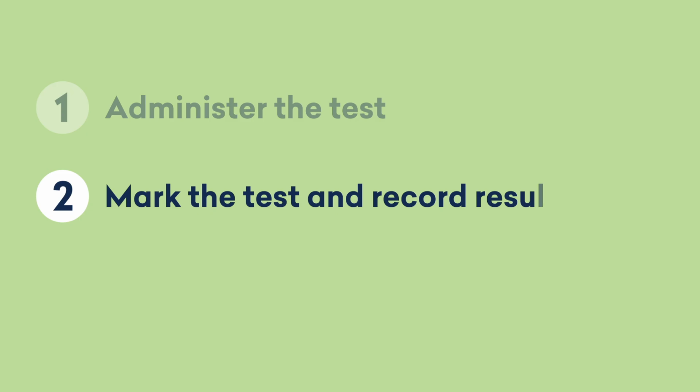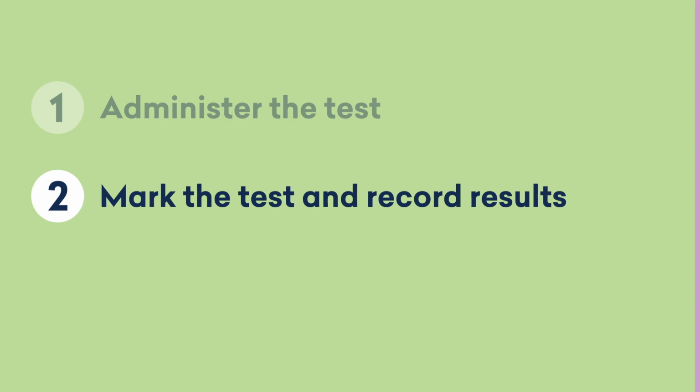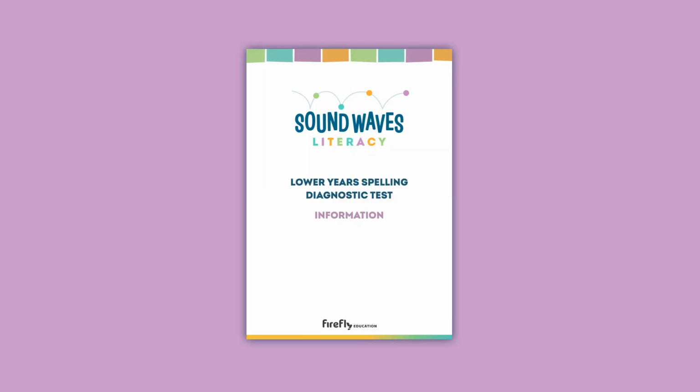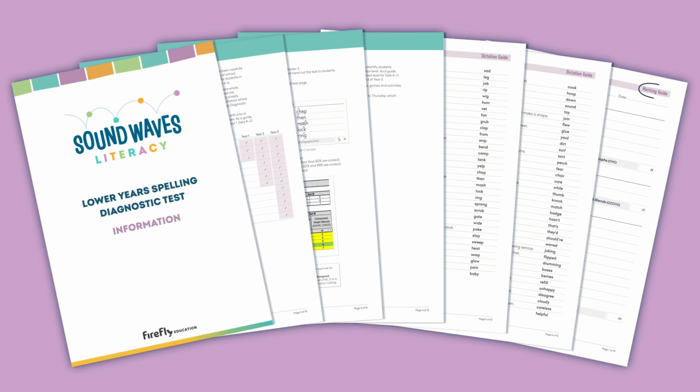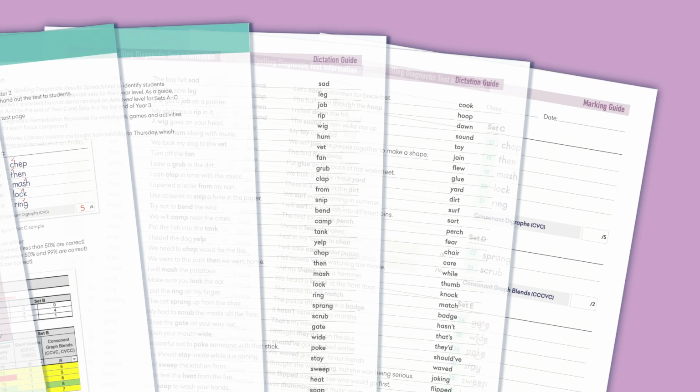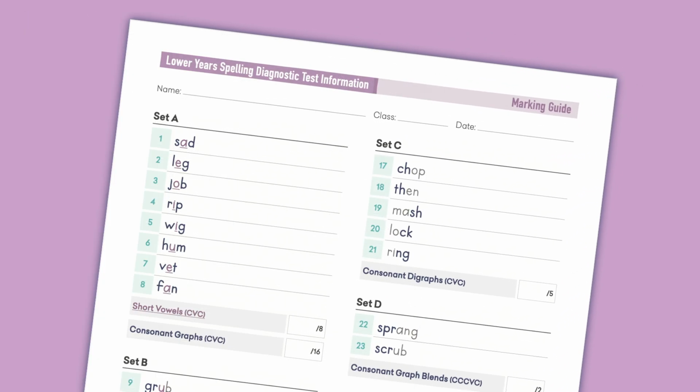Step 2. Mark the test and record results. Once the test is complete, it's time to dive into the data. You'll need the marking guide in the information pack to see which parts of the word are being assessed. Remember, unlike other spelling tests that mark words as a whole, you will be marking some words in parts.